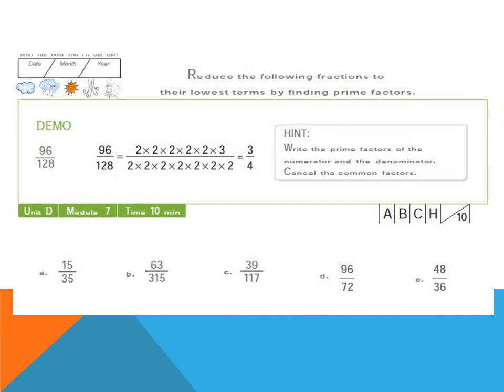So the five 2's in the numerator can be cancelled out by five 2's in the denominator. So in the numerator we only have 3, and in the denominator we have 2 2's, that is 2 into 2, 4. So the lowest term of 96 by 128 will be 3 by 4. In the same way, do all the problems in module number 7. I'll show you the answer at the ending of the video.